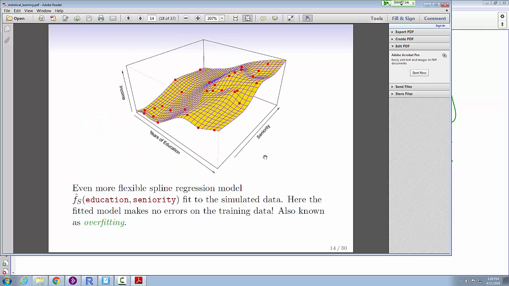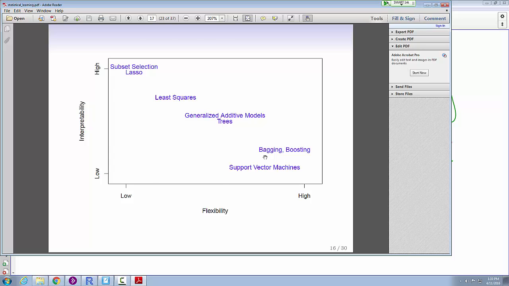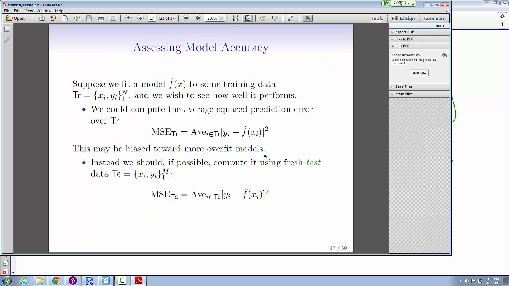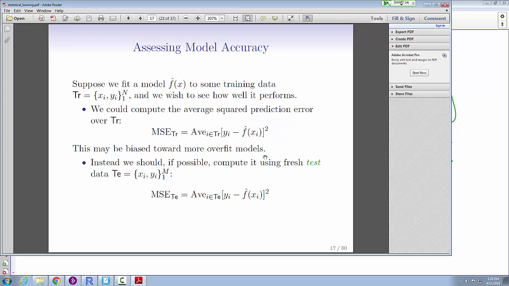The reason they may be biased is, oops, why am I doing that? Go back here. I'm going to let them say it. They could be biased. I'll show you why in a second.